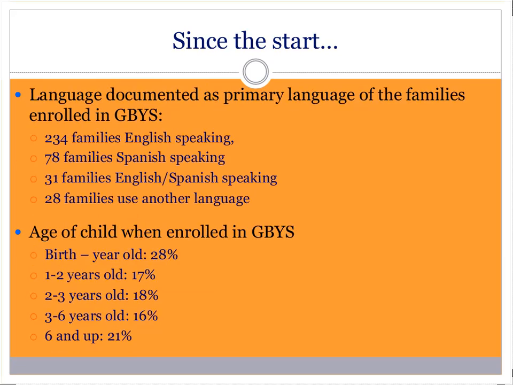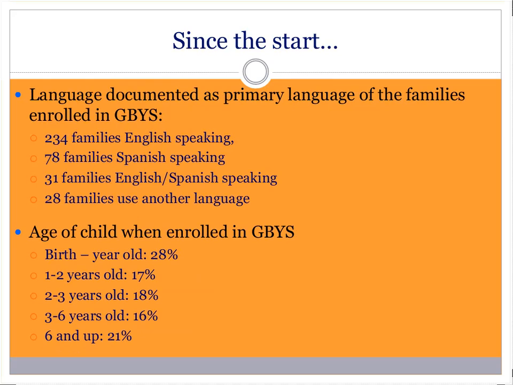Primary language documented by the families: 234 are English-speaking, 78 Spanish-speaking, 31 have an English-Spanish dual language in the home, and 28 families use another language.